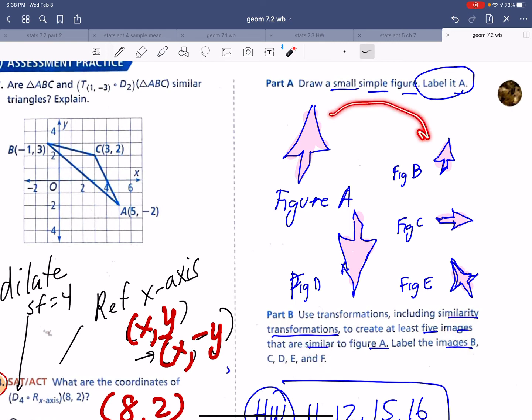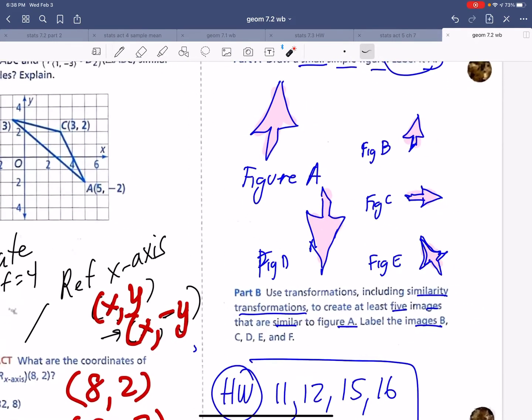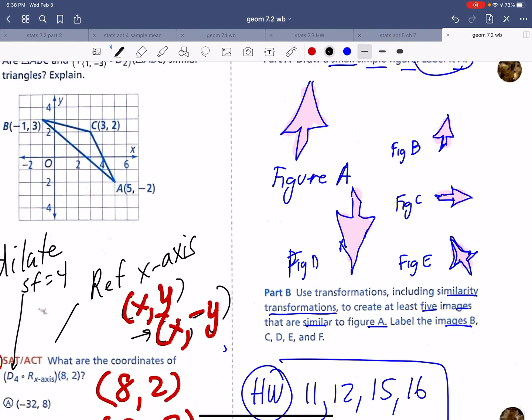So let's see. B I made from just shrinking. C I made from shrinking and then turning 90 degrees clockwise. E I made by shrinking and then turning a little bit counterclockwise. And D I made pretty close to the same shape. I just flipped it upside down, right? Oh, it said I needed an F. Okay, I need one more. Let's do it. So I guess I'll just point it this direction. There we go.